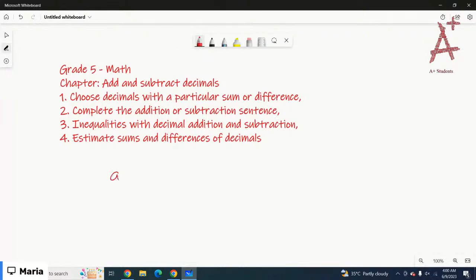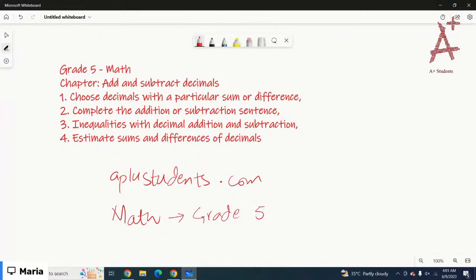So you can find all the lessons on aplusstudents.com. You have to log in there using your email address, and the password is provided by the administrator. Then you have to select math from the subject tab, scroll down to grade 5, and then click on view all lessons. There you can find the list of the chapters.